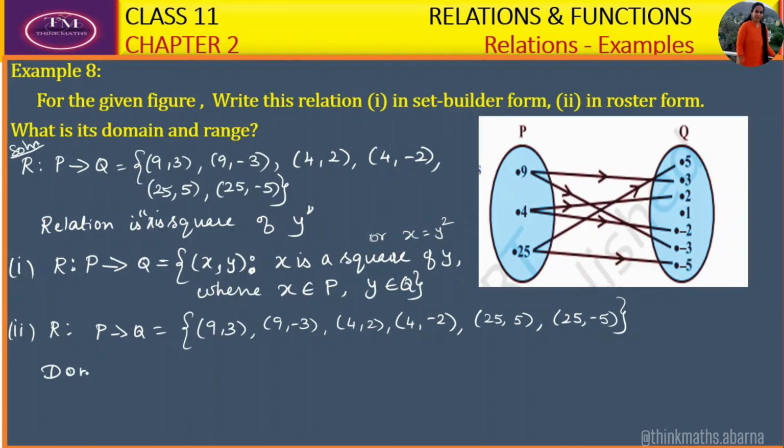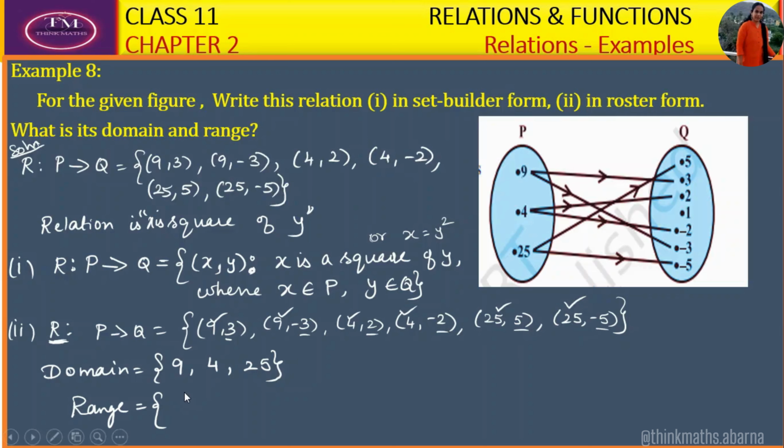What is domain? Domain is nothing but first element of the ordered pair in relation. Okay. So what are the first elements? 9, 4, 25. No need to write the element twice. Write it only once. This 9, comma 4, comma 25. So this is the domain. What is range? It is nothing but second element of the ordered pair in relation. 3, minus 3, 2, minus 2, 5, minus 5. So these are the elements.